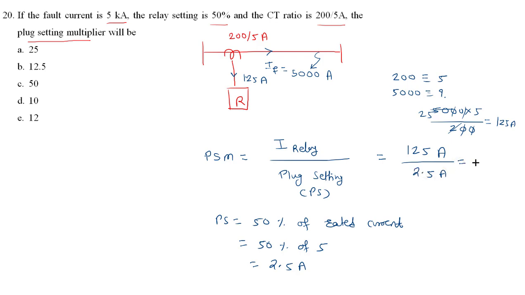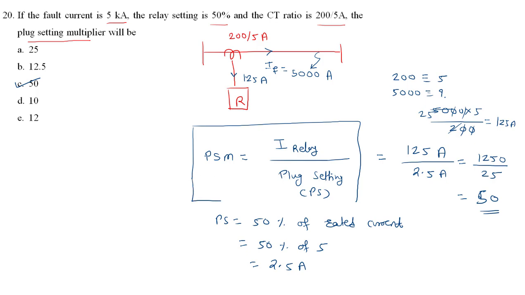So 125 divided by 2.5 we can write as 1250 divided by 25. So it will be 50. Okay, so PSM will be 50. So that is 50 times the plug setting value the current that is flowing when the fault current is 5000 ampere. So remember this equation, PSM is the ratio of I relay upon plug setting.